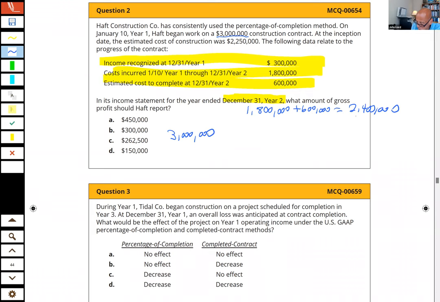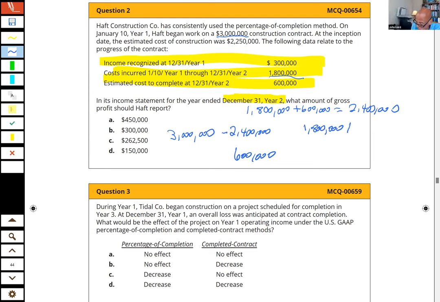Okay. Now the contract price is $3 million, and so far they think the total costs are going to be $2,400,000. That means they have a total estimated profit on this of $600,000. Good. But how much of that can I take at this point in time? Well, that's predicated on how much done I think I am. And to date, they've incurred cost of what? 75%.